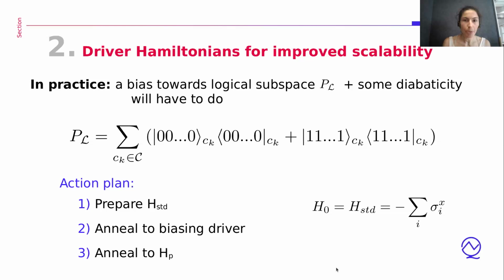Okay, so what can we do in practice? The way that we can try to approach the ideal scenario as much as possible is trying to implement a bias towards the logical subspace, and then hope that some diabaticity during the evolution will keep us close to the logical subspace. Okay, so we're going to prepare the standard transverse field driver. We're going to anneal to a biasing driver, and then we're going to anneal to the problem Hamiltonian.